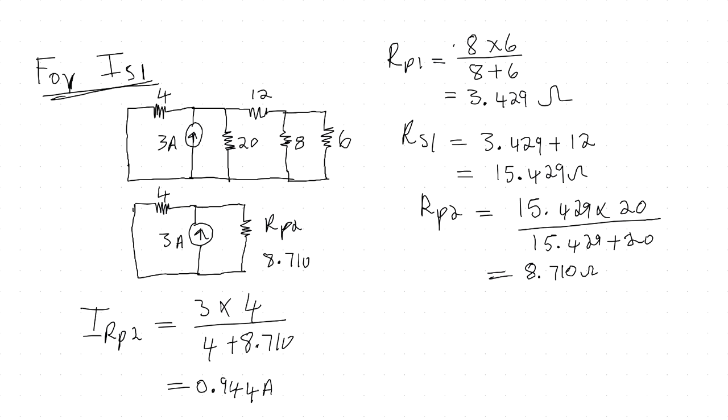So what can I say? I can say IRL is equal to IRS1. Yes, I'm correct. Why? Because IRS1 is the total of IRL and the RP1, and they are connected in series. So I'm correct.